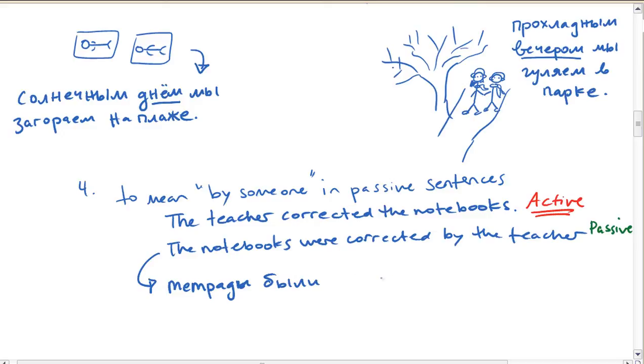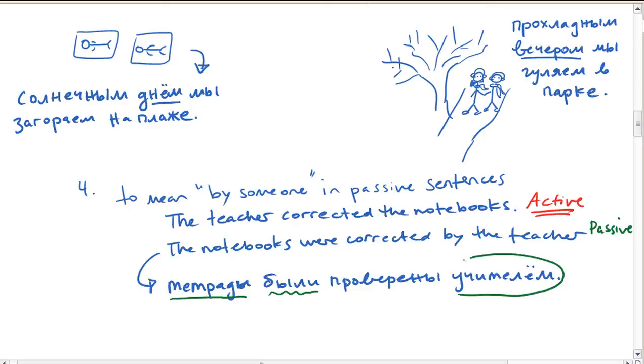Тетради были проверены учителем. So the notebooks were corrected by the teacher. So here's our instrumental to say by someone, in this case the teacher, by the teacher.